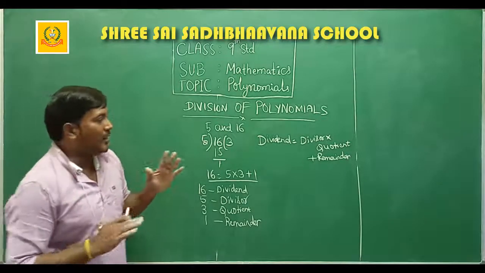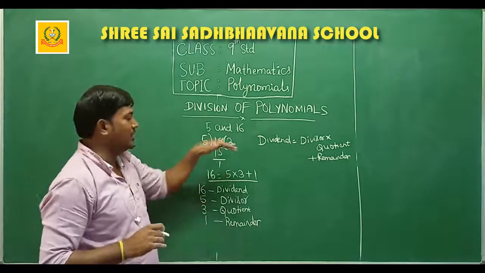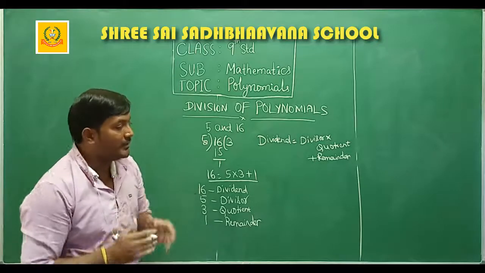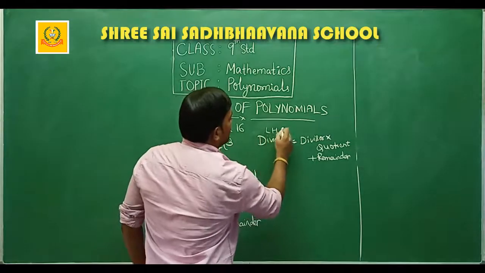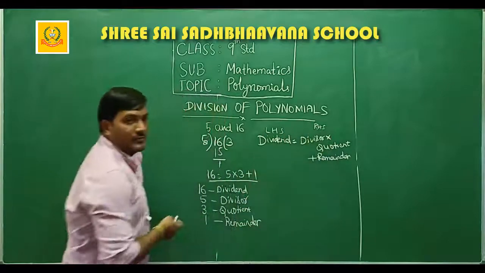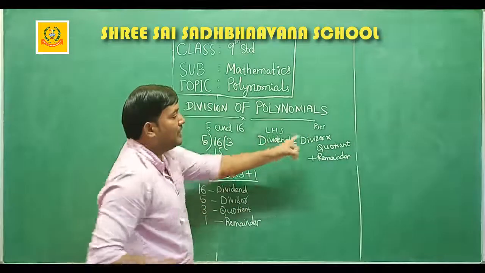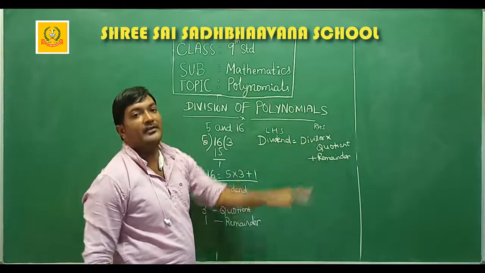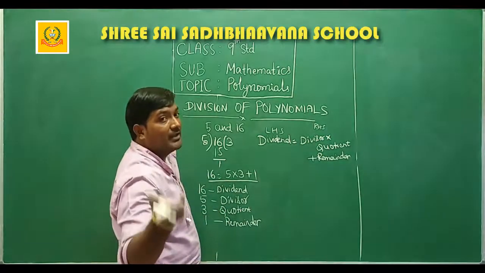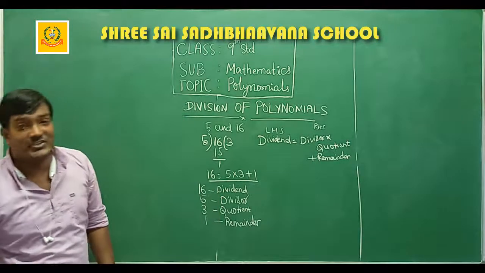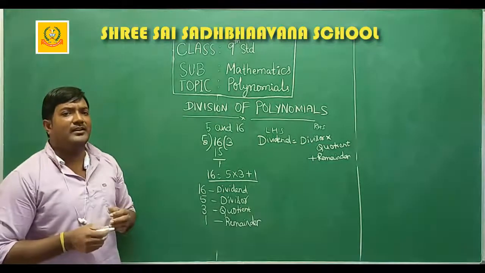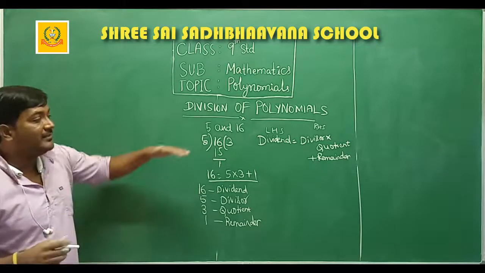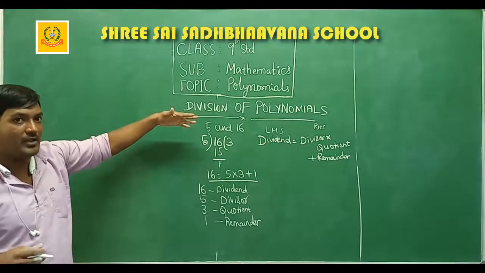It means, for example, you divide and you get a quotient and remainder. How to check whether your answer is correct or not? When will it be correct? When LHS and RHS are both the same. For example, if I multiply divisor 5 into 3 plus 1, and I get 16 in RHS, then our answer is correct. If you get 17 or some other number, you might have made a mistake. So this is how we verify the division, whether we went correct or not.